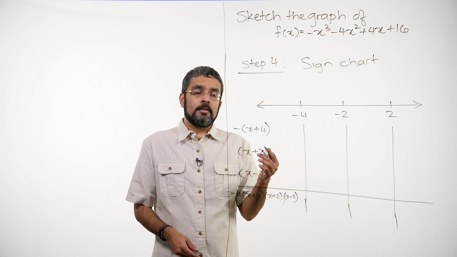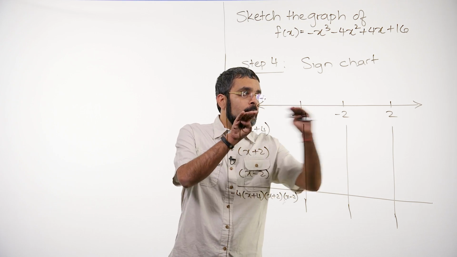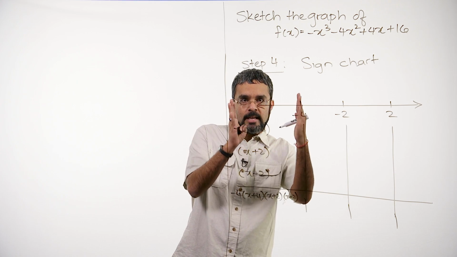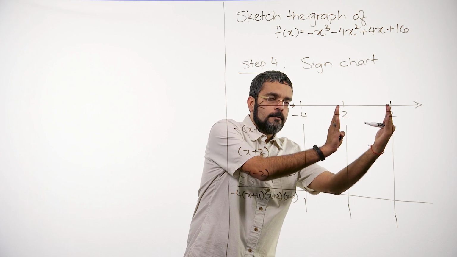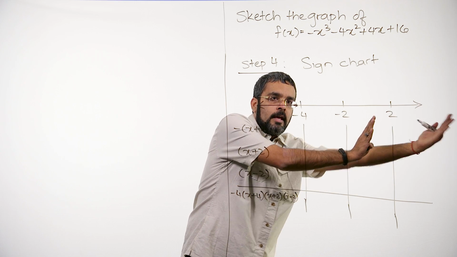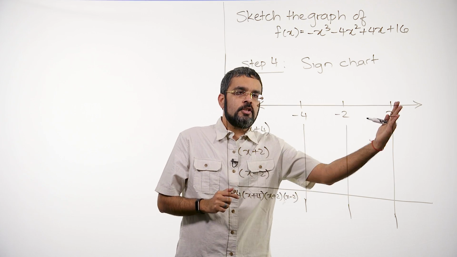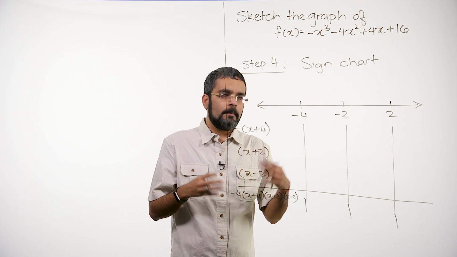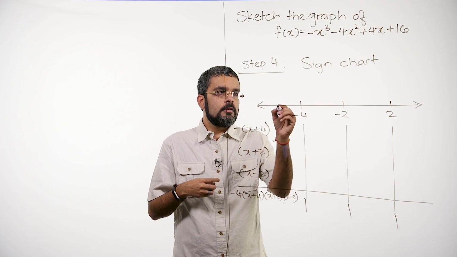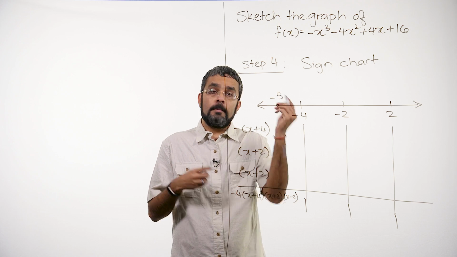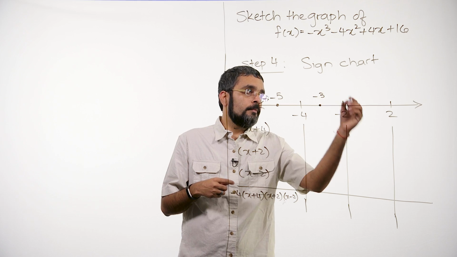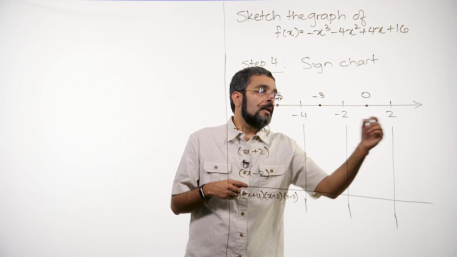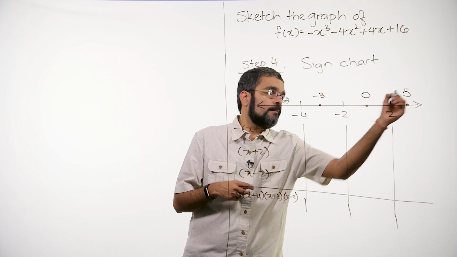Now I'm going to pick test points, right? That means, first of all, I've divided my number line into 4 sections. So everything less than negative 4, between negative 4 and negative 2, between negative 2 and 2, and then greater than 2. Okay, so in each of these regions, I'm going to pick a test point. Which point do I pick? Whichever I want. So I'm going to pick negative 5 here. You can pick negative 10 if you wanted. I'm going to pick negative 3 over here. I'm going to pick 0. And then I'm going to pick 5.